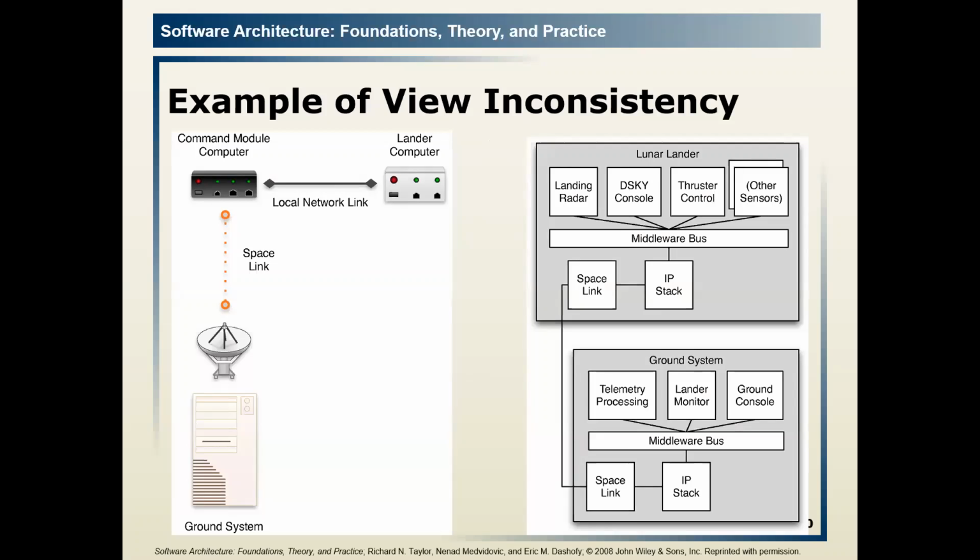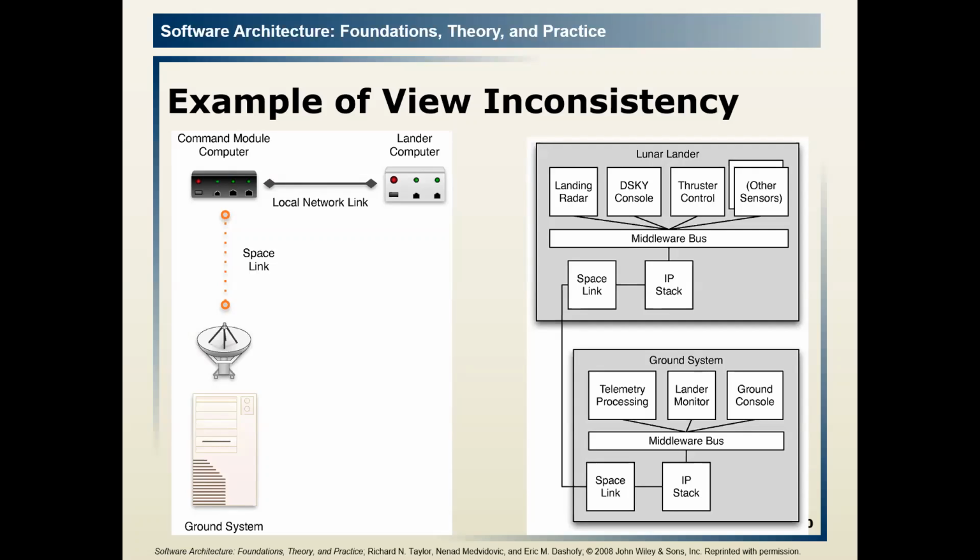If you look at an example for our lunar lander problem, we might have a situation like this, where we have the ground system sending a signal, and the space link where we have the antenna sending the signals, and there's a command module computer on the ship, and there's a lander computer also, which are connected by a local network link.